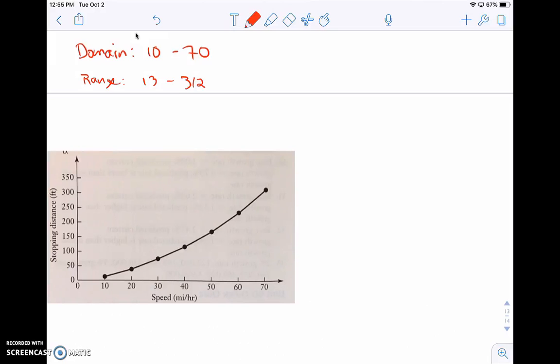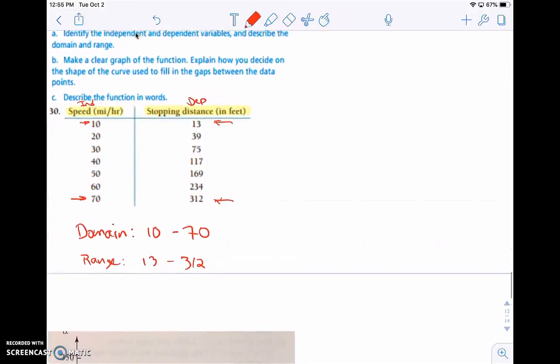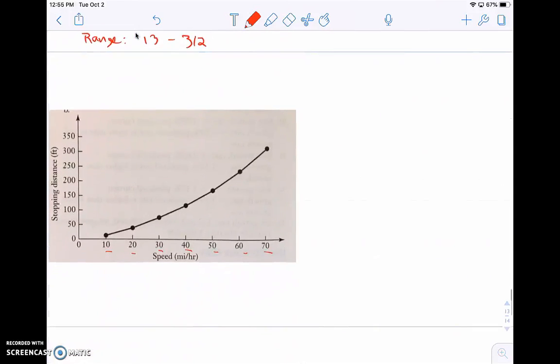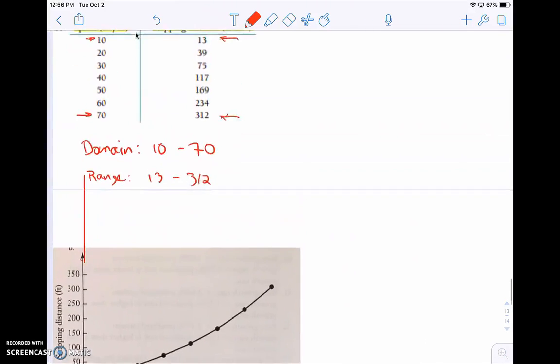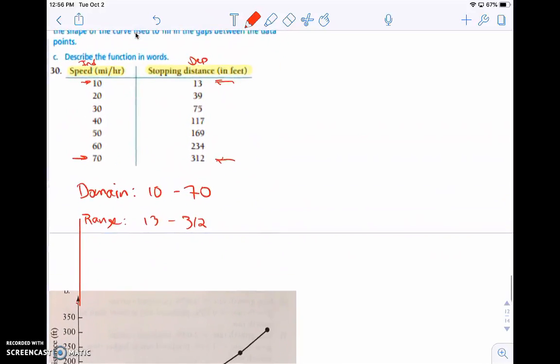And then notice the way we've labeled our axes. We're going up by 10s here, because that's what we're going up on our table. And then going up by 50s, that would just be appropriate so that our graph, we don't have to draw a graph that goes to infinity and beyond here. Going up by 50s seems to be appropriate. And so the last thing is describe the function in words.